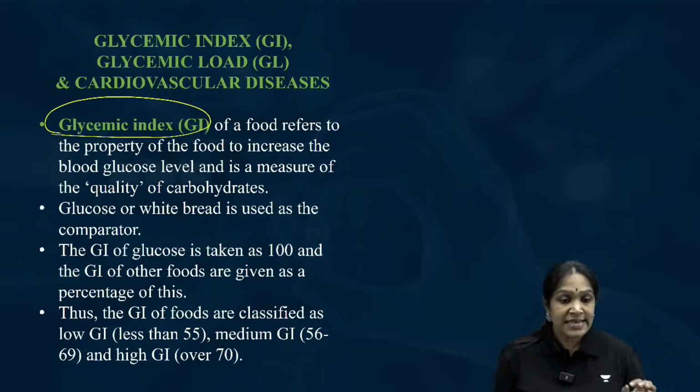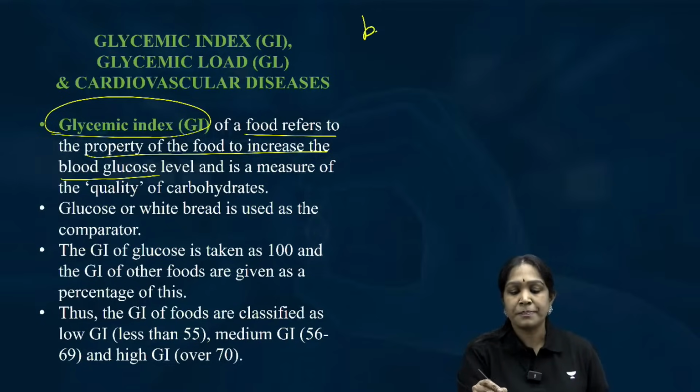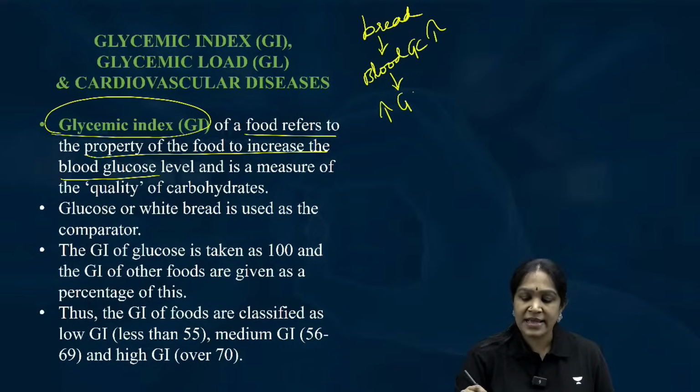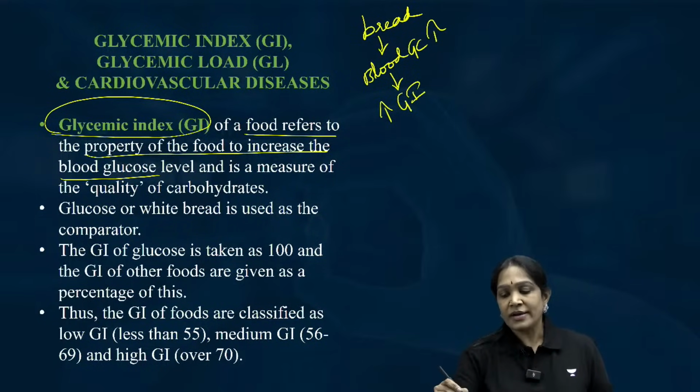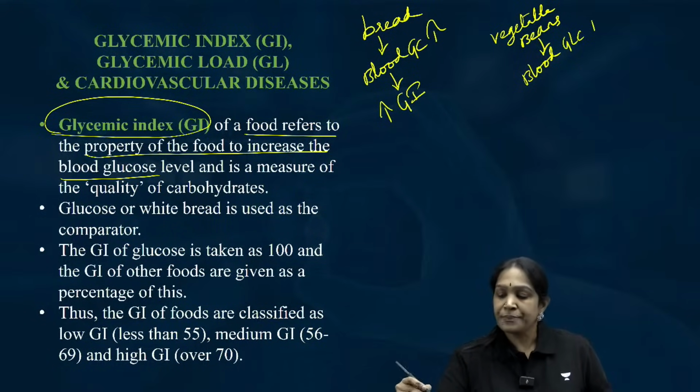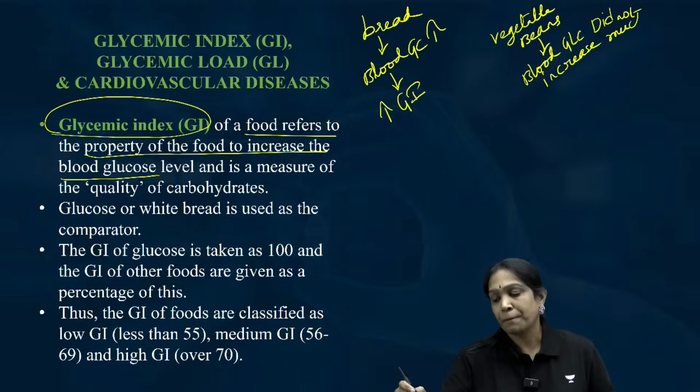Okay. What do you mean by glycemic index? Glycemic index of the food refers to the property of the food to increase the blood glucose. Let us suppose you ate a bread and your blood glucose increased. It means it is having high glycemic index. Or else you have eaten some vegetables or some beans, and your blood glucose level did not increase much. Then it is called a low GI food.